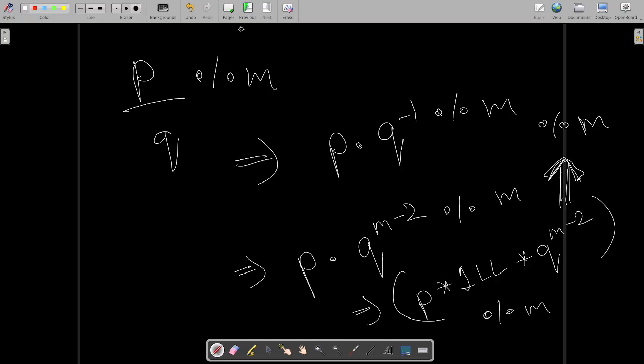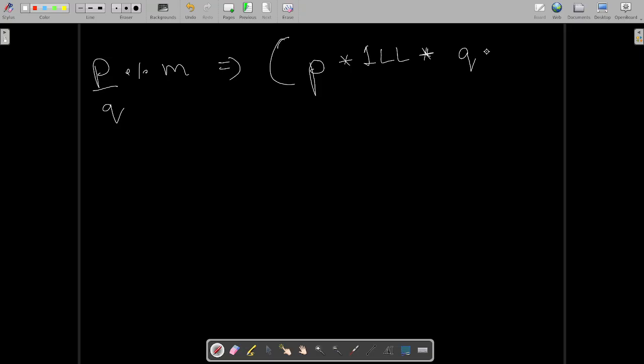So I'll again write this. I'm changing the page. P by Q modulo M, you basically have to report. For Python people, it's fine. You don't have to do that into 1LL thing. But in C++, you'll have to take care of that. Q raised to the power M minus 2 modulo M. Remember this, right?